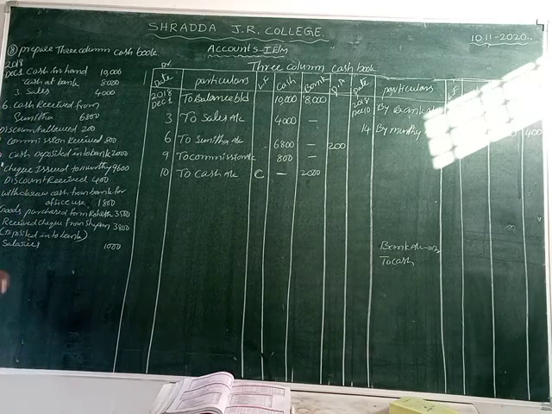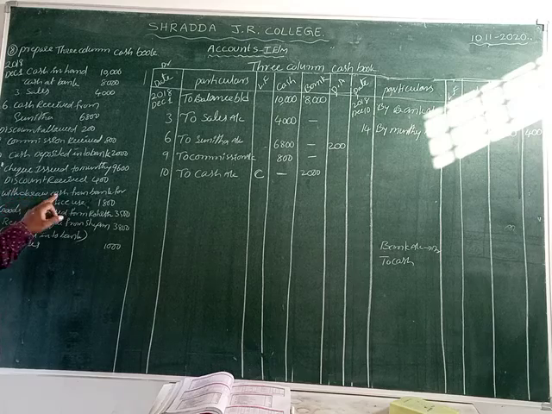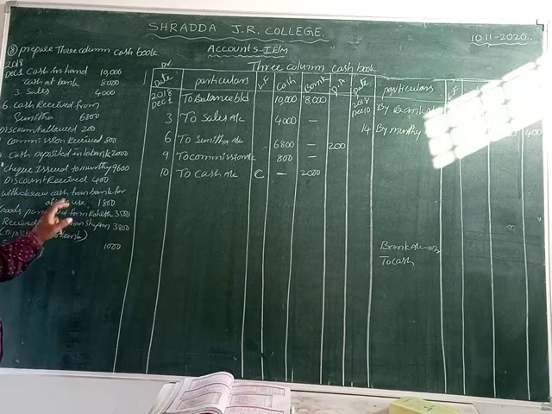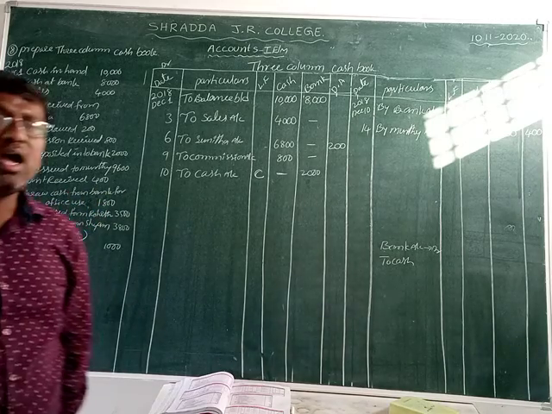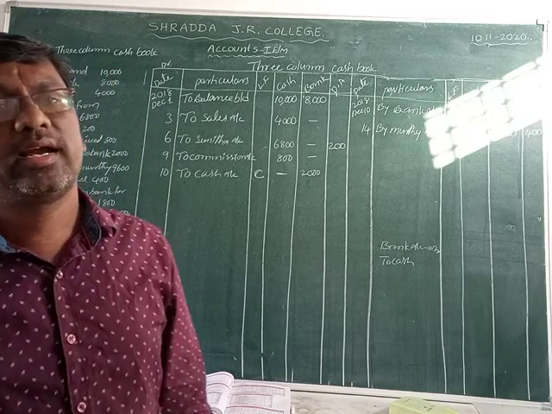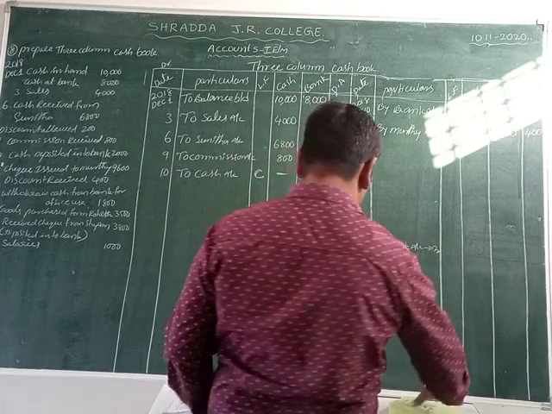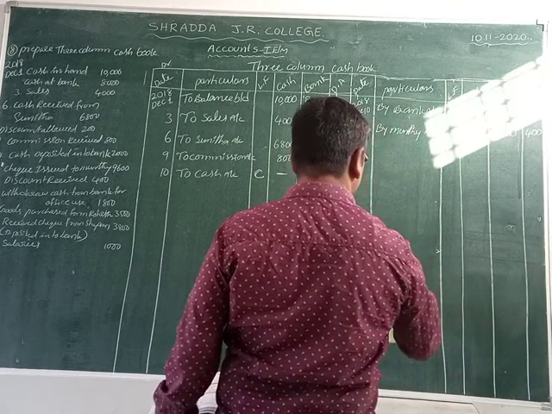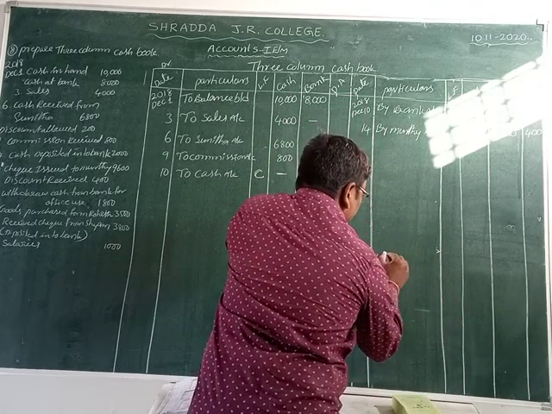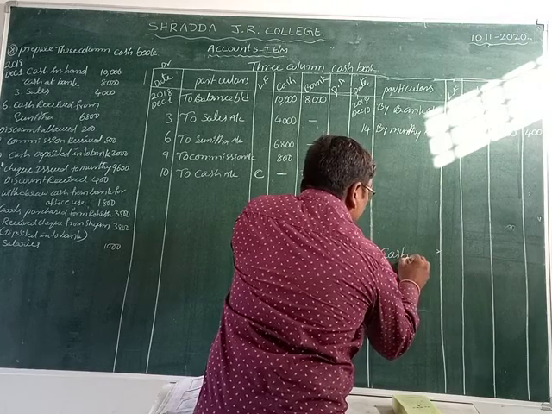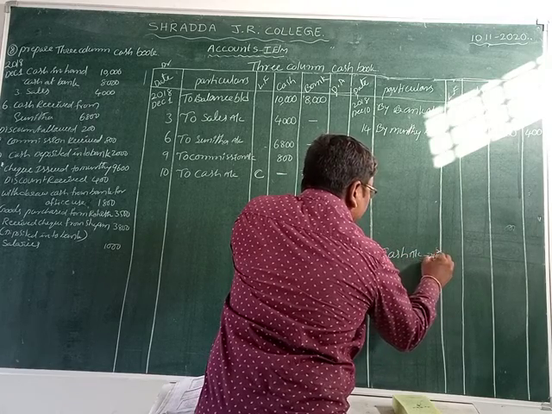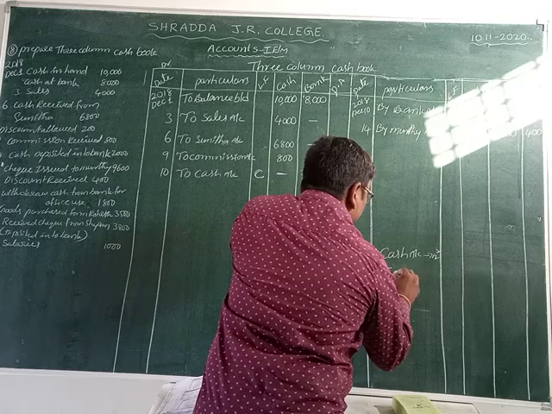Okay, next one, 17th date: withdraw cash from bank for office use. What do we withdraw? Cash we withdraw. From where did we withdraw? From the bank. Who is the giver here? Bank is the giver. Cash comes into the business. That's why we write cash account debit to bank account.